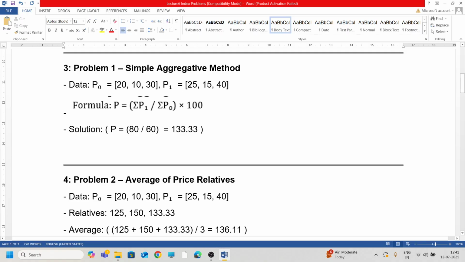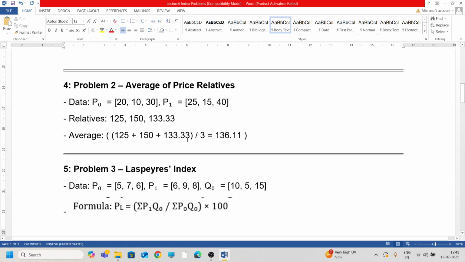Just summation of P1, summation of P0. Summation, add 25 plus 15 plus 40, 80. 20 plus 30 plus 30, 60. 20 plus 10 plus 30, 60. So 80 by 60. This is simple aggregative method.